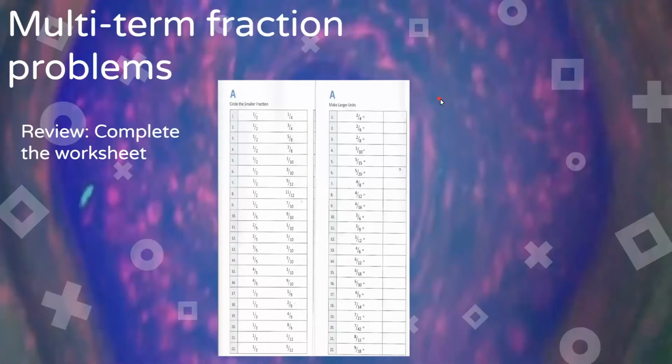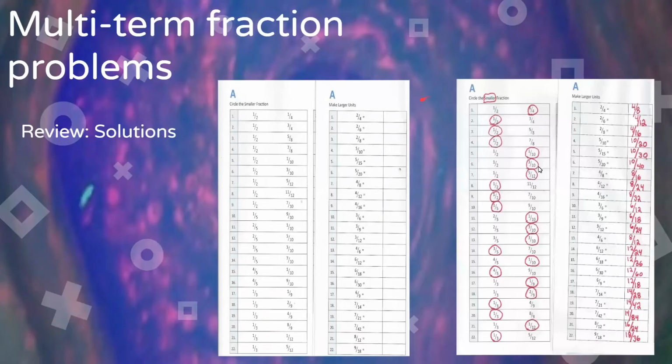And welcome back. So now I'm going to submit my worksheet here. I'll get my picture out of the way. And again, you should have circled the smaller fractions, and you should have made larger units, and these answers could be a little bit of anything. For example, I'll tell you 2/4 could have been 4/8, but it also could have been 8/16. You can pick almost any fractions you want and fill them in there. Just make sure that they're equivalent.